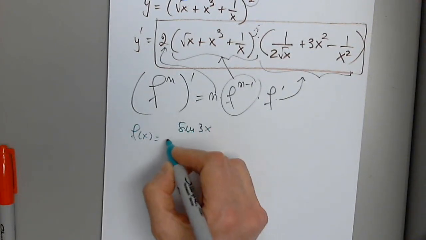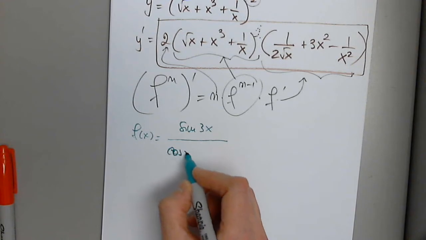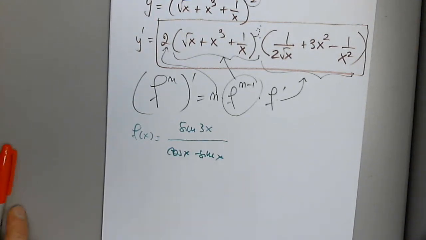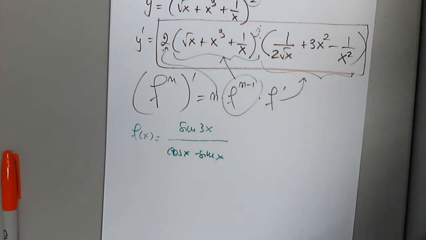So f of x equals sine 3x over cosine x minus sine x. Do we need more time or is this done? Do we need a moment?